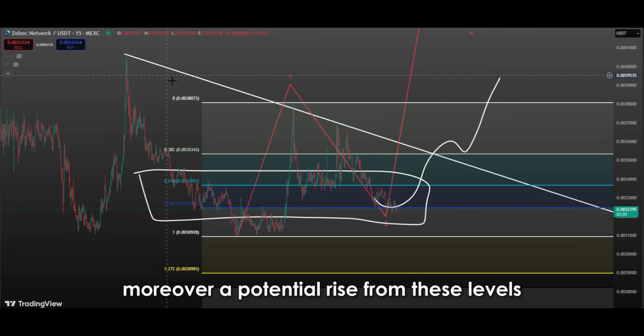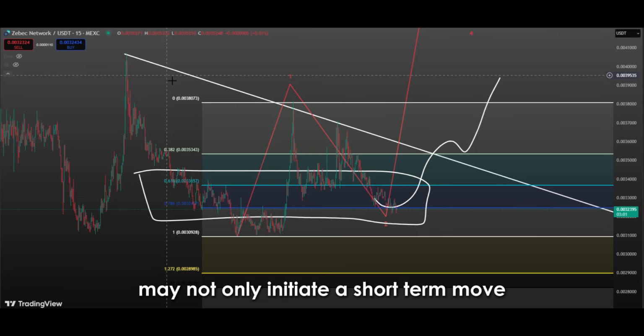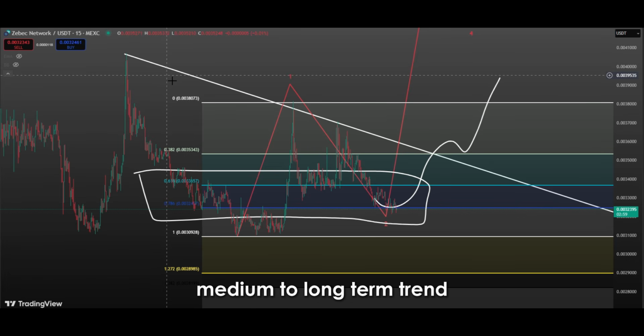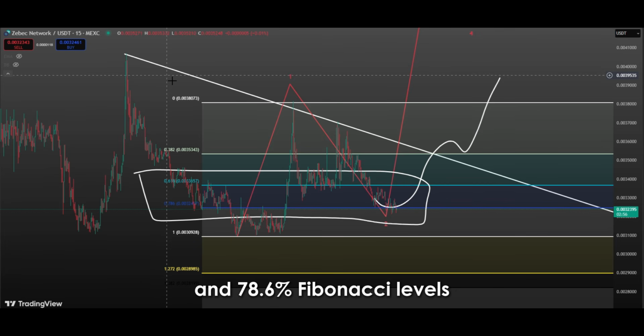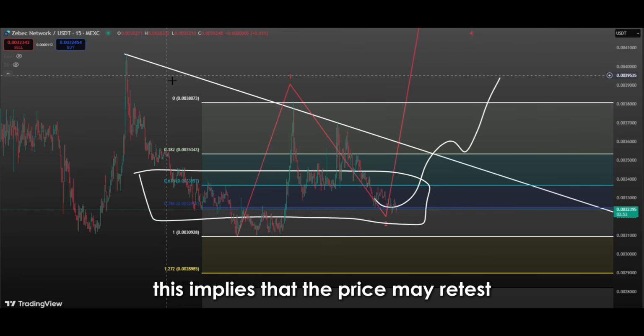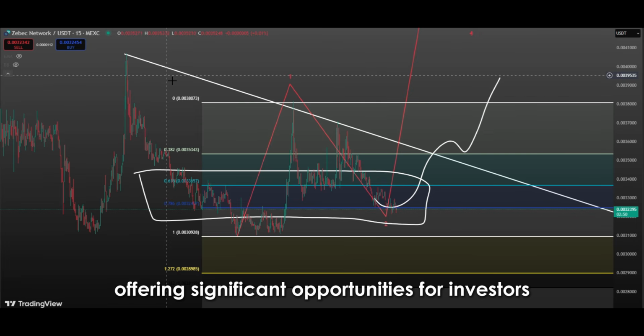Moreover, a potential rise from these levels may not only initiate a short-term move, but also signal the beginning of a new medium to long-term trend. Price movements that reverse from the 61.8 and 78.6% Fibonacci levels often target previous highs. This implies that the price may retest or even surpass its prior peak, offering significant opportunities for investors.